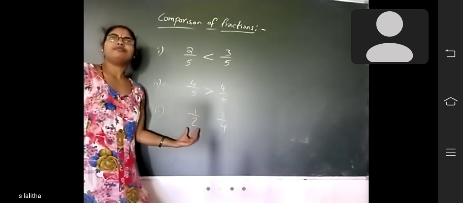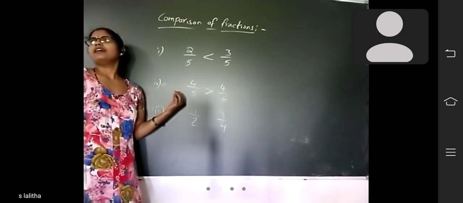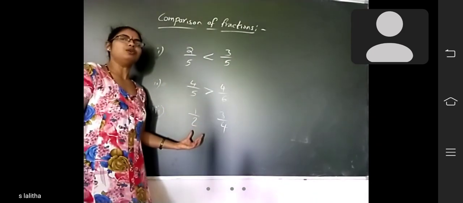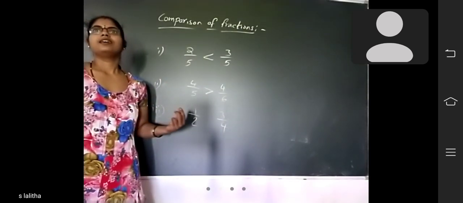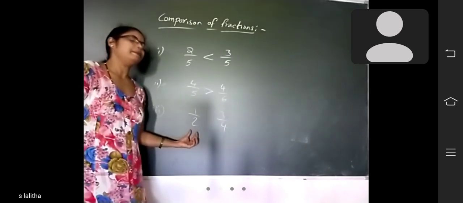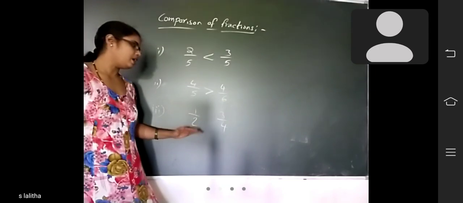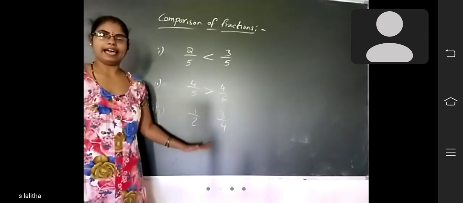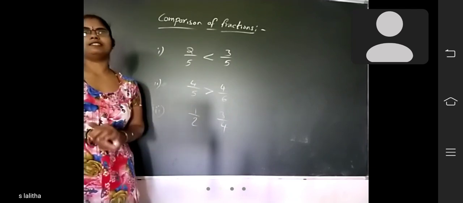So here, what are the fractions here? Like fractions or unlike fractions? Unlike fractions. How to compare unlike fractions? Yes. First you should compare the denominators with LCM. Then you have to convert into like fractions and compare. Did you understand now? This is the third step.